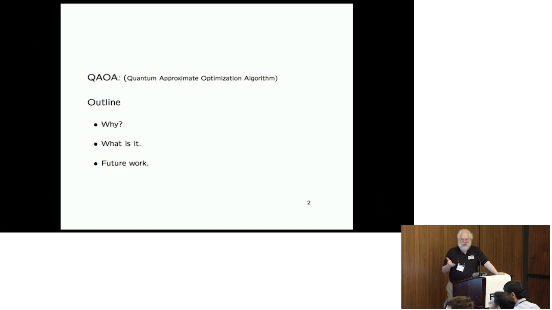So what am I going to say? First, why are we looking at this algorithm? Second, what is it? And third, future work. And at some point along in time, I'll say something about the disadvantages of it, and the hopes. We really don't know that much about the QAOA yet. And maybe one of the advantages of small computers will be to tell whether it really works or not.